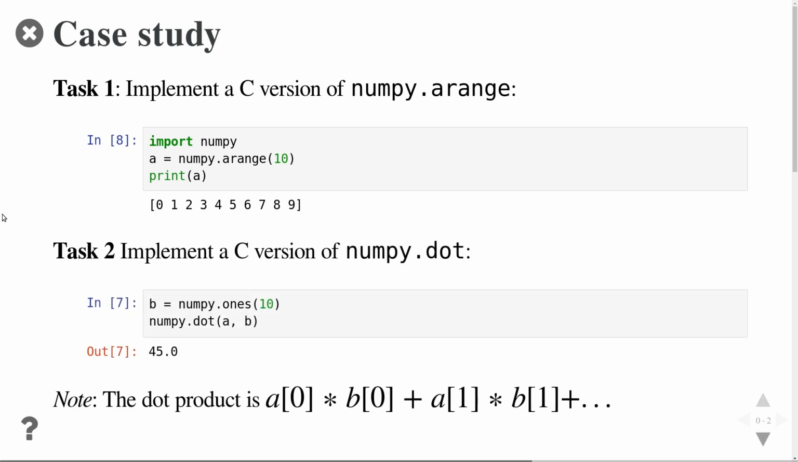The second task is to implement a C version of numpy.dot. numpy.dot takes in two arrays. Here I pass in A, and B is of the same length but just containing 1s, and it computes the dot product. Remember, the dot product is the component-wise product of both arrays, summed up: A0 times B0 plus A1 times B1 plus A2 times B2 and so on. As you can see, the first function returns a numpy array, and the second takes in two numpy arrays and returns a double. So when we have these implementations, we need to be able to work with numpy arrays.